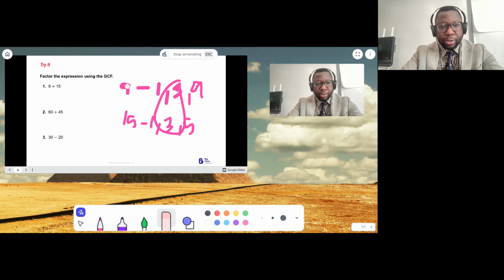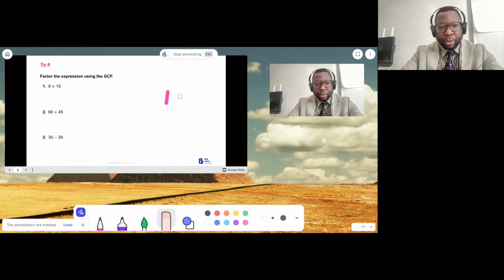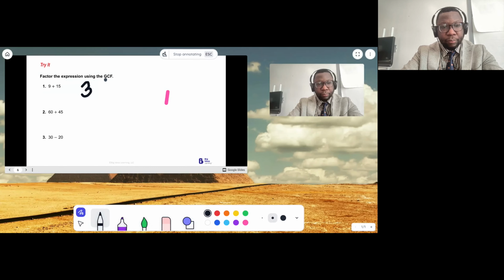That means, let's erase this. With 3 being the greatest common factor between these two, we're going to factor out the number 3. And 3 times 3 would give us 9, so we're going to write 3. And 3 times 5 would give us 15, so we're going to write 5. And then the operation, because it's addition, we're going to put the operation of addition in between. Let's go ahead and erase this.